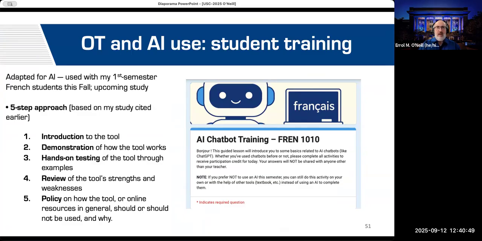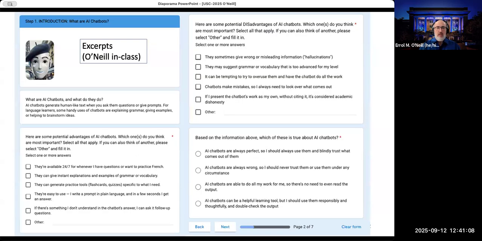In terms of AI chatbots, I did a very similar training with my students. This wasn't part of the study yet, but it will be for my upcoming study. It's the same sort of approach: introducing the tool, demonstrating it, giving students hands-on testing, reviewing strengths and weaknesses, and then giving them the policy.